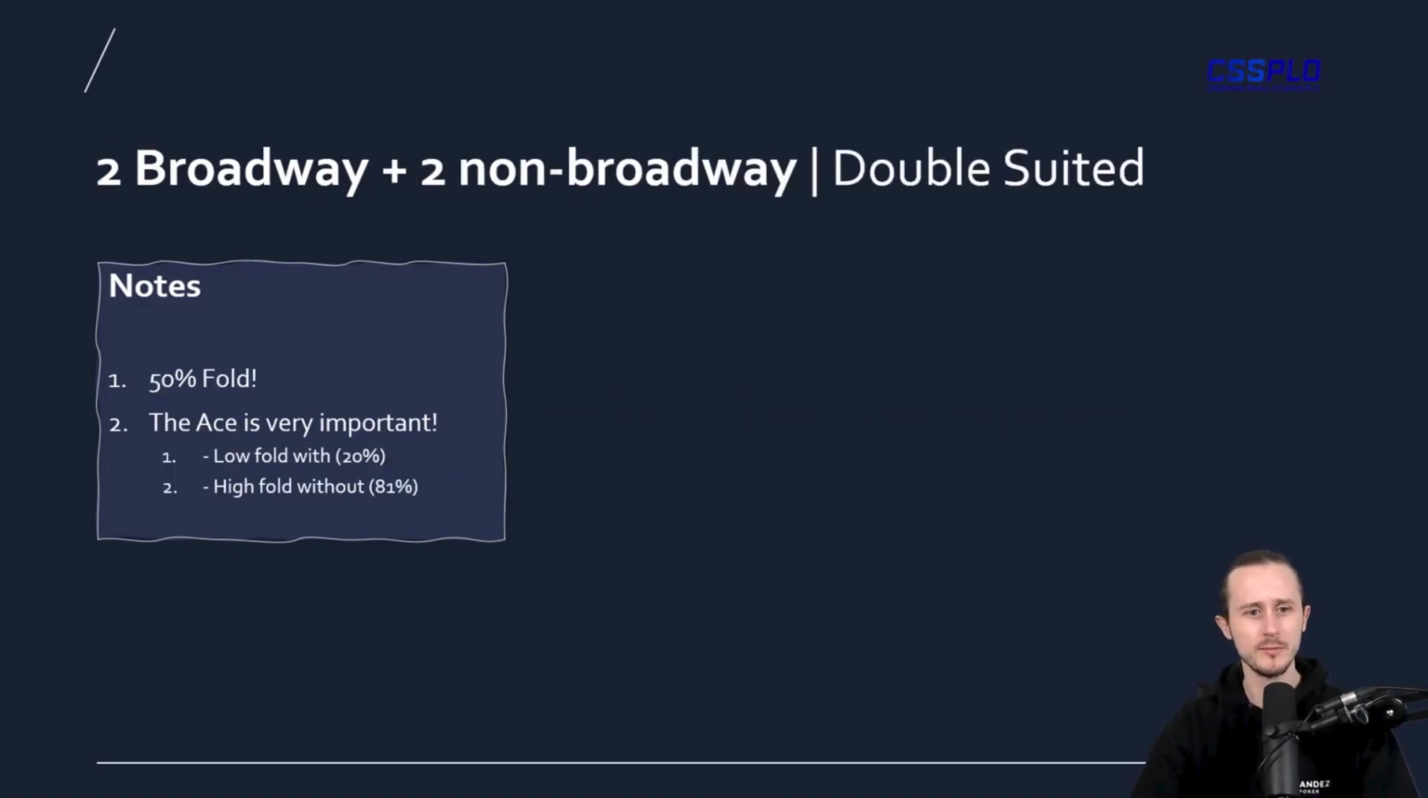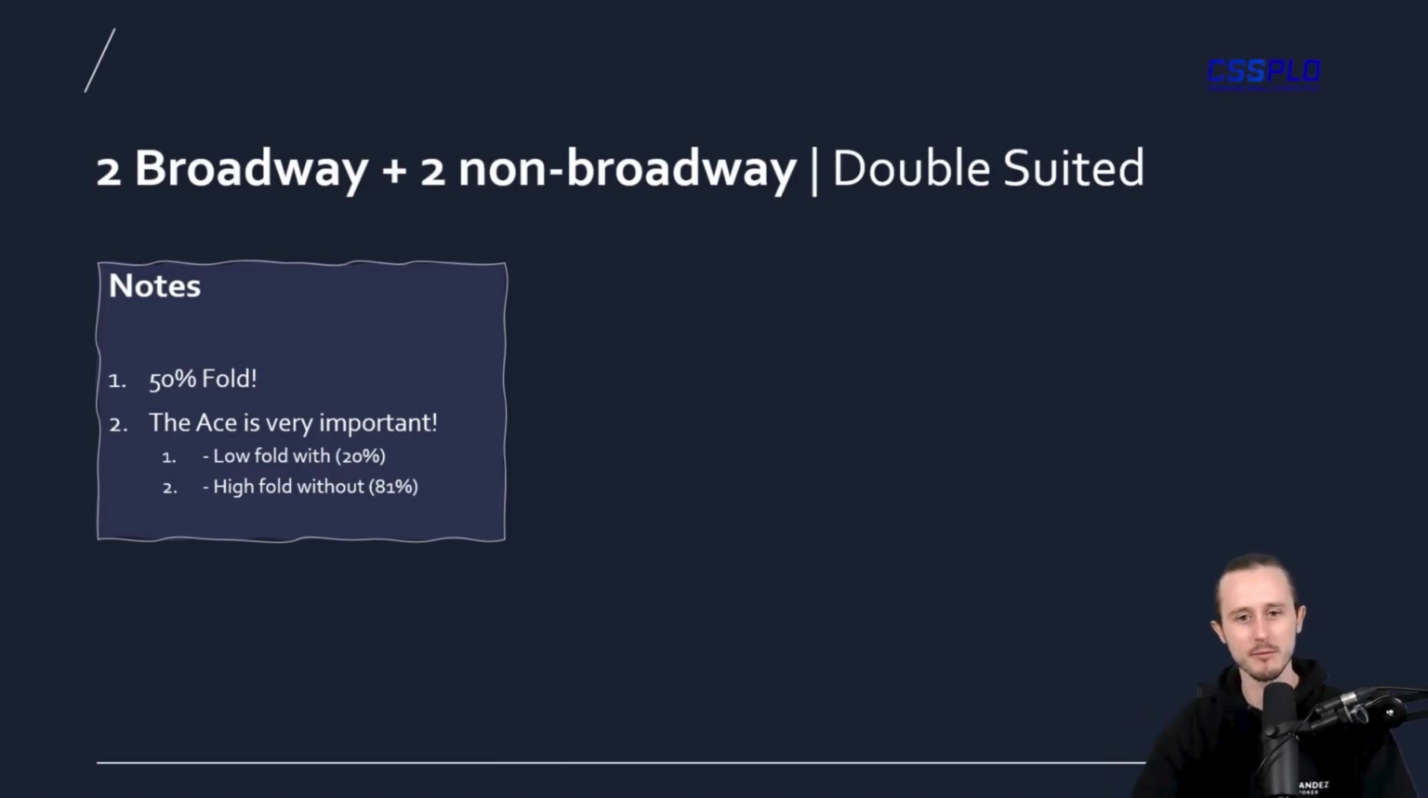Let's continue. Look into 2 Broadway plus 2 non-Broadway cards. These hands are double suited in this scenario that we open, raise, and the cutoff. We're 50% of the time supposed to fold here. And here it's very, very important to have the ace, actually. If we have the ace, we have a very low fold frequency, only 20%. But if we don't have the ace, the fold frequency goes up to 81% of the time.